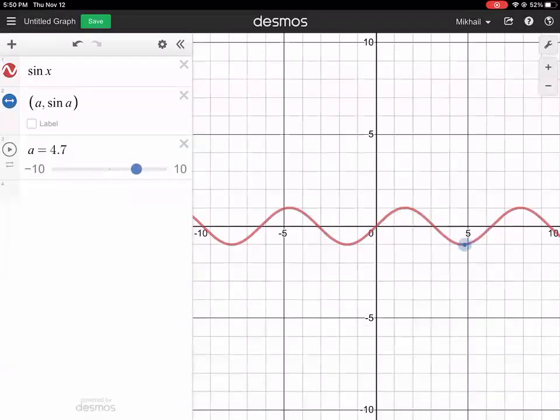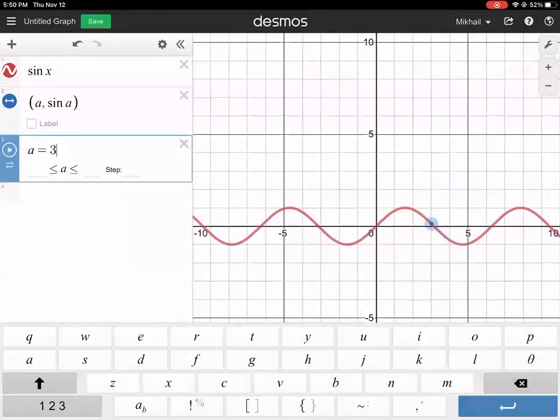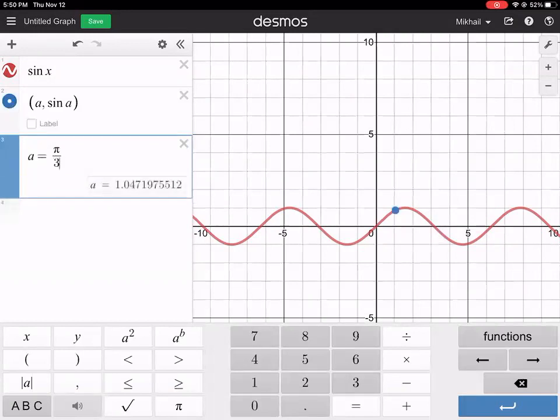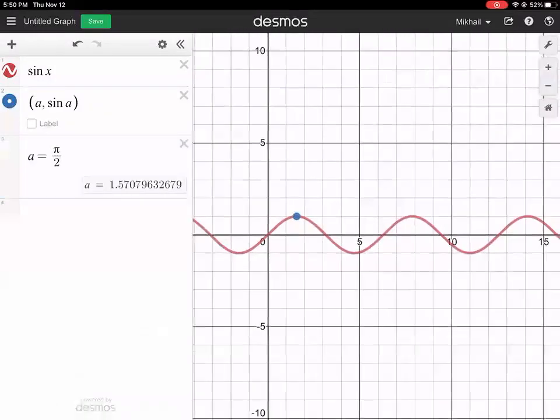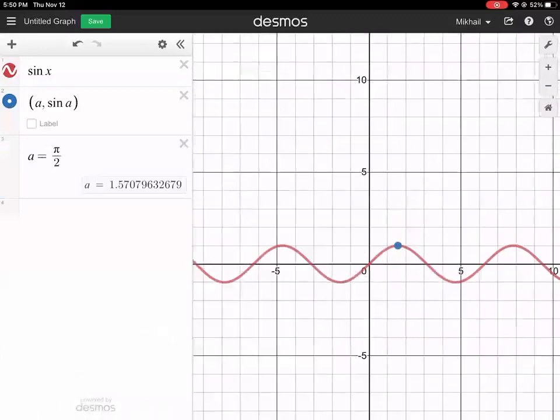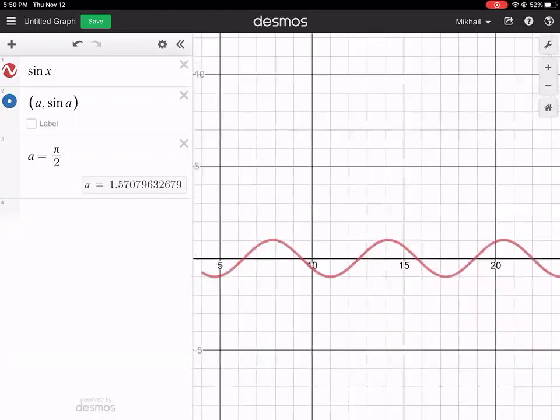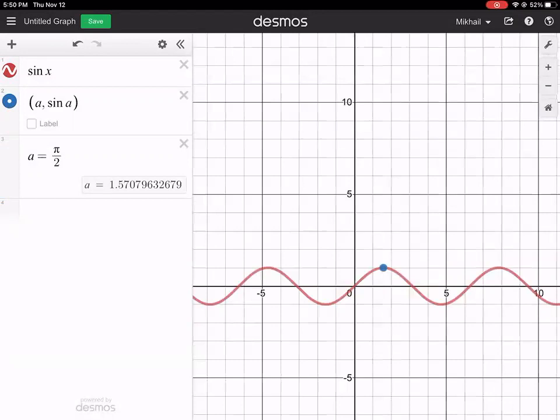So for example, if I let a be equal to pi over 3, here's the point when the angle is pi over 3. If I let the angle be pi over 4, here it is. If I let the angle be pi over 2, here it is at the very peak. And sine is periodic. It looks exactly the same. If I move forward, it's just like a wave that keeps going up and down. Does anyone know why sine is periodic?